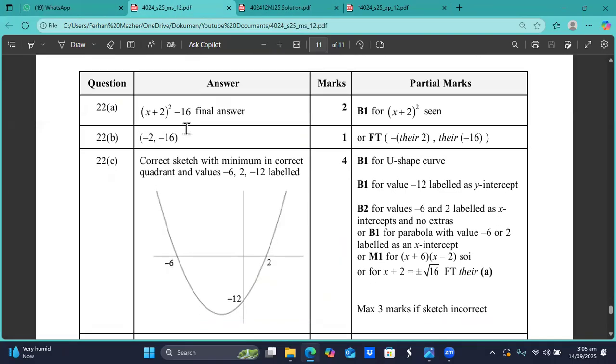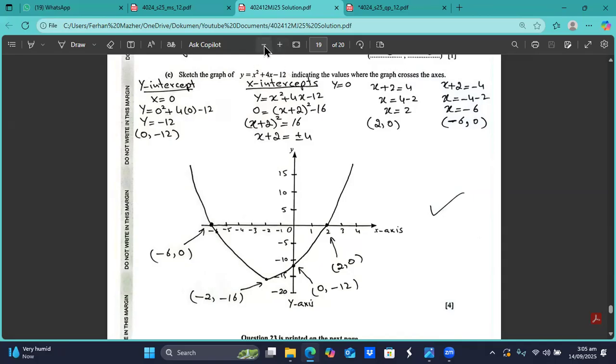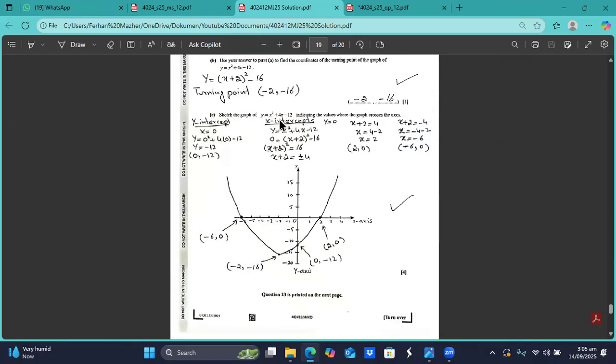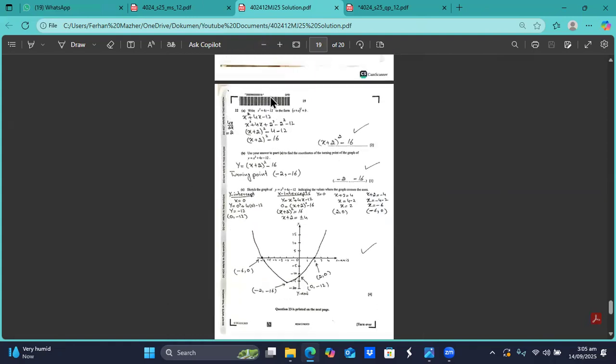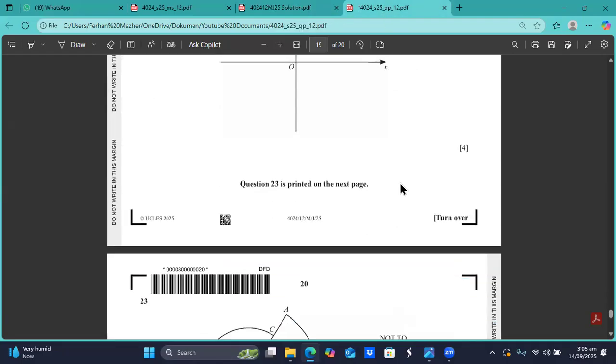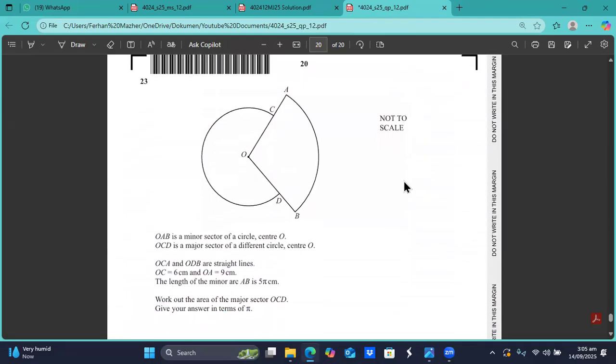Okay, so here is the marking scheme for the question number 22. I hope you understand this. So this is the whole question number 22 on your screen. Okay, so here we go to the question number 23.